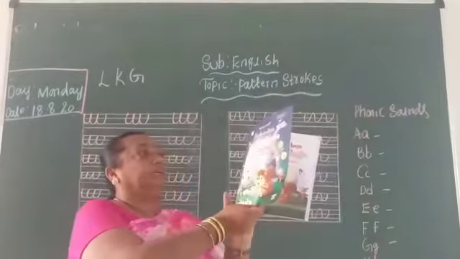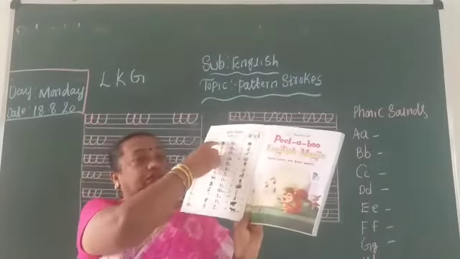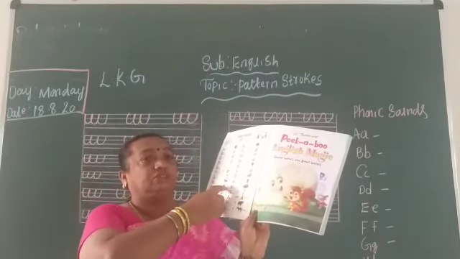Okay, here. The English magic book is here. Sounds and all are there, children. You have to practice orally.